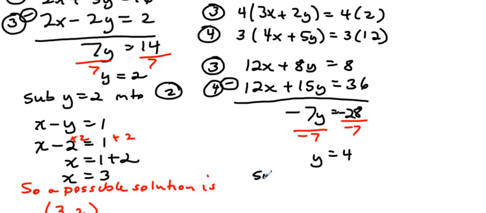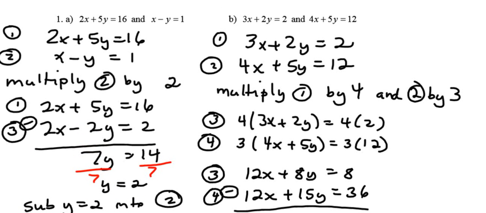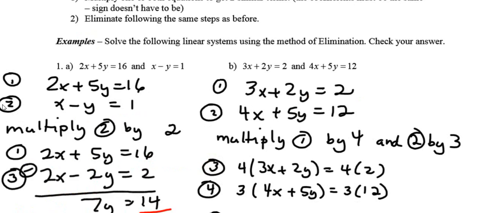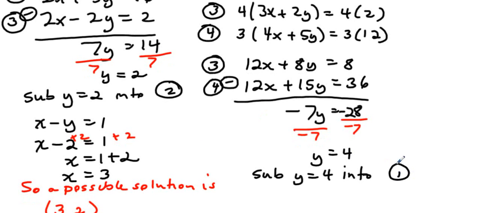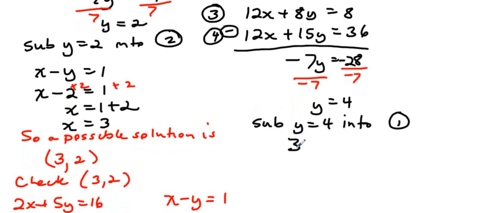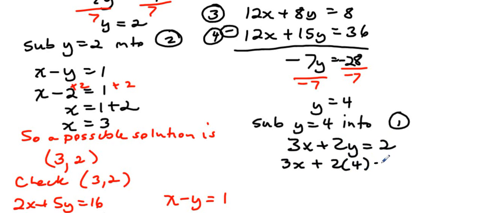And from here on in, it's just a matter of subbing in the y equals 4. And again, go back and substitute it into the original. Pick 1 or 2. It doesn't really matter. 3x plus 2y equals 2. So we'll go into 1. 3x plus 2y equals 2. So 3x plus 2 times 4 equals 2. 3x plus 8 equals 2.